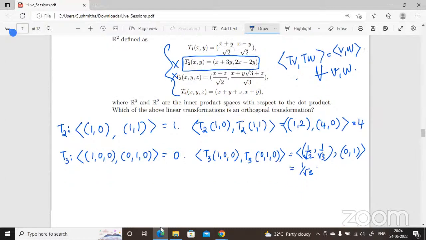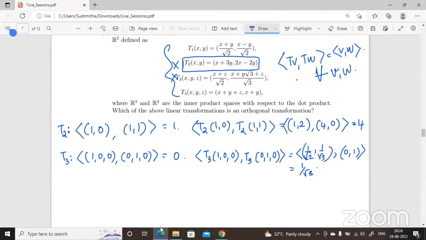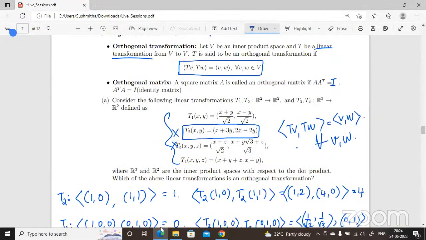Can this question be done by making a matrix out of this? Yes, it can, but I'm not doing that because Sir has defined orthogonal matrices only for square matrices. There is a concept of rectangular matrices also, but let's not go to that. Ma'am, T4 is also not orthogonal.